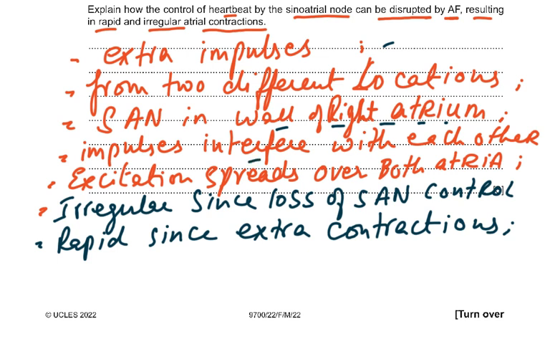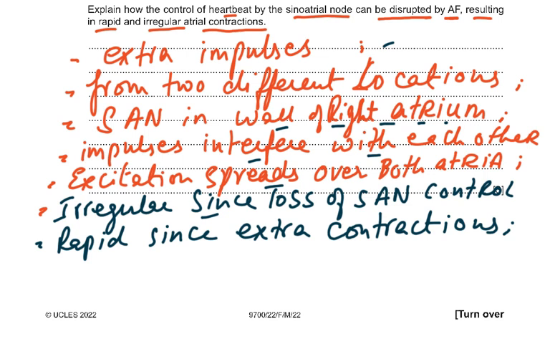Impulses interfere with each other. Excitation spreads over both the atria. Now this will result in irregular heartbeat, since there is loss of SAN control. The sinoatrial node has lost its control. Now there's another region also which is initiating impulses. So this becomes an irregular heartbeat since there's a loss of SAN control.